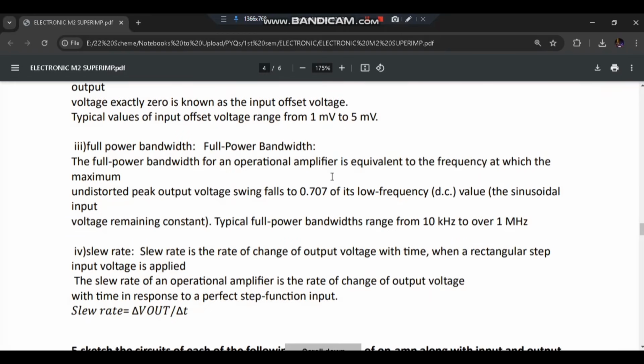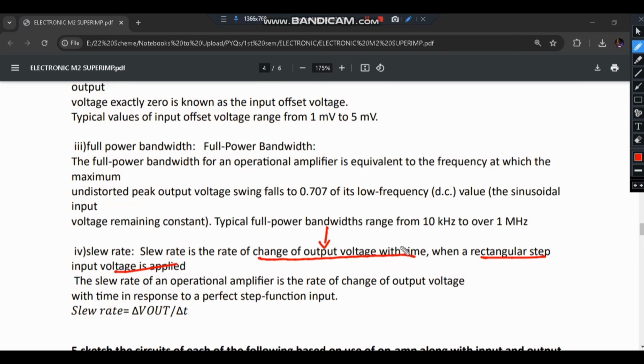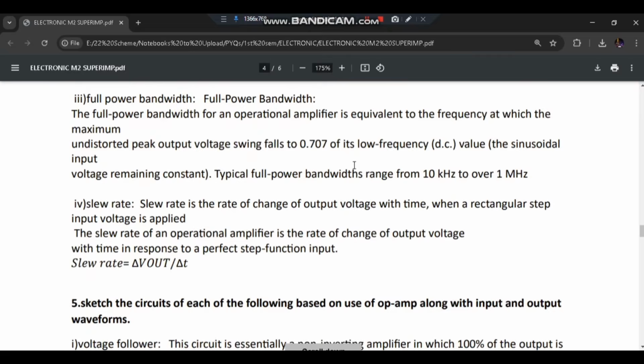Next is slew rate. It is the change of output voltage with respect to time, when a rectangular step input voltage is applied. When the step input voltage is applied, how the output changes with respect to time, that is the slew rate. So it is V out by delta T, which means voltage divided by time.